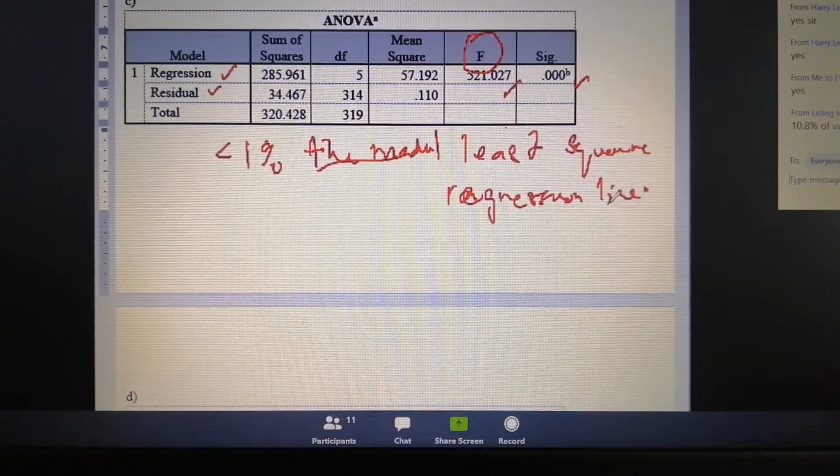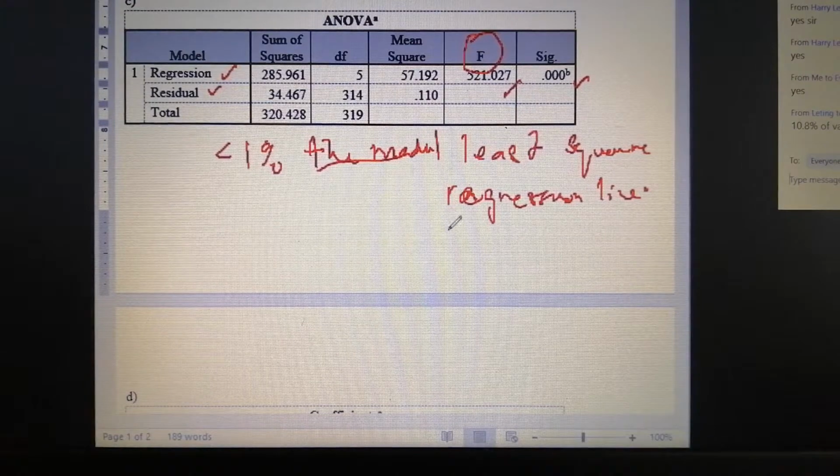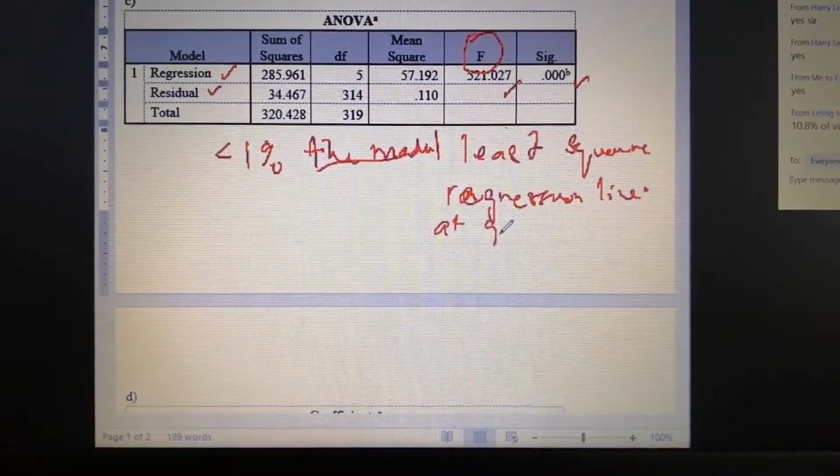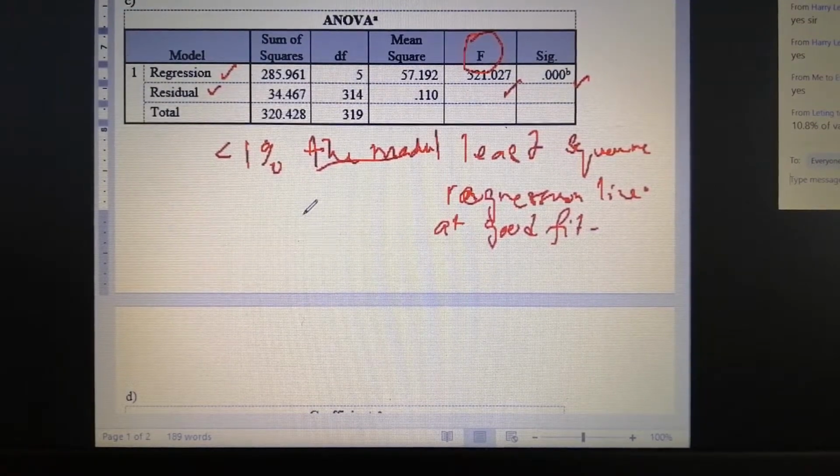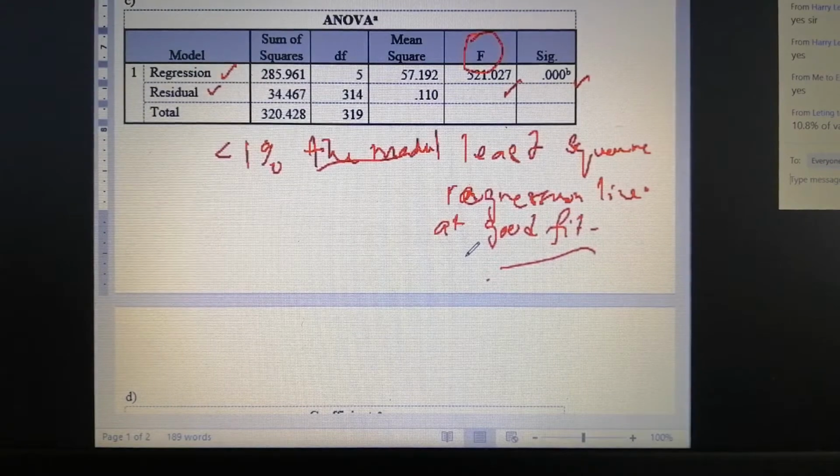The least square regression line is a good fit. Or you can say that some books refer to it as the model can be used, or the model is appropriate to use as a good fit. So there are many ways you can deduce this type of problem. Okay, all done. So next, we just move to the next part.